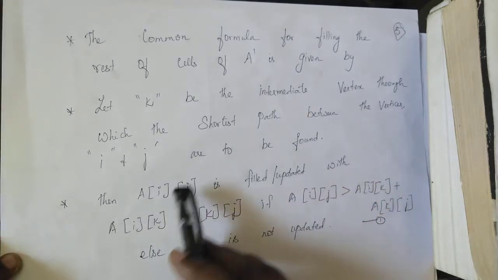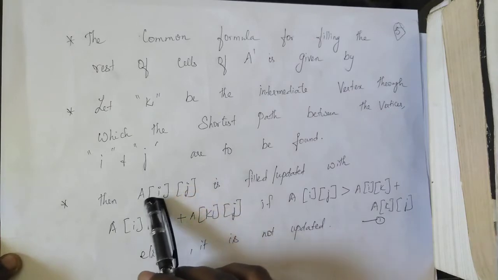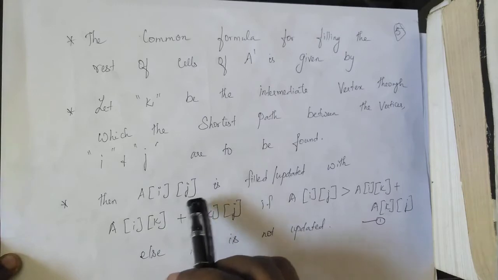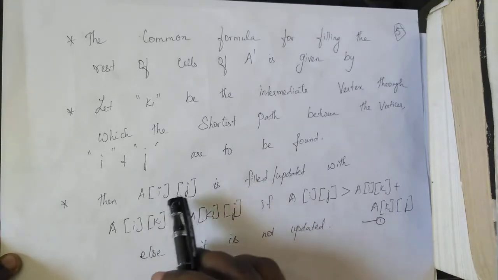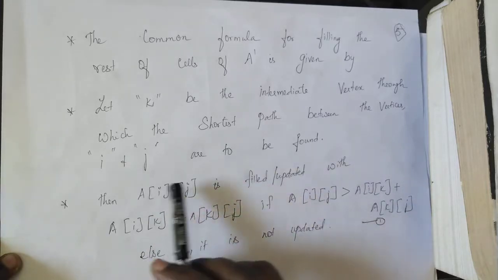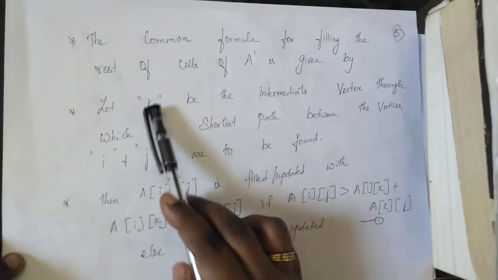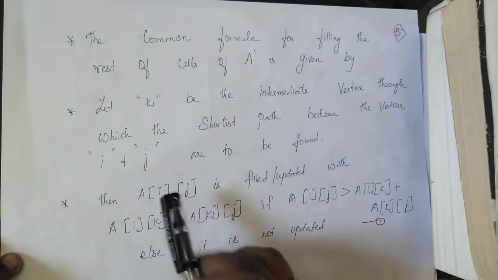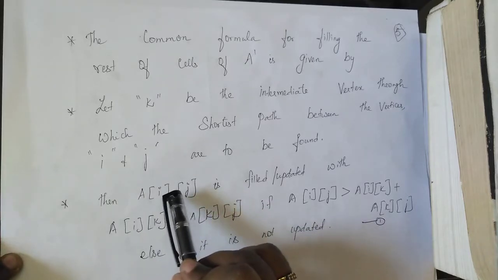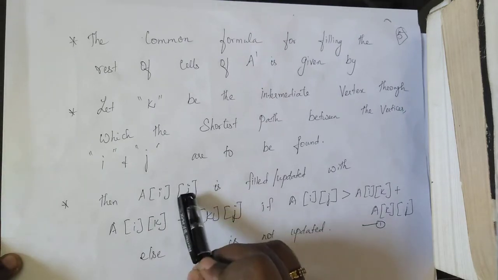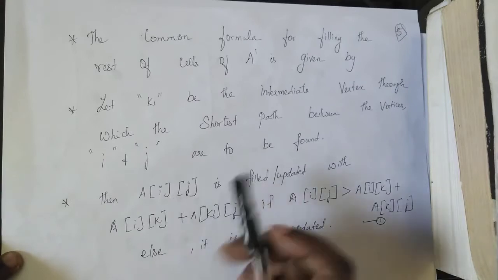So I will repeat once again. We are now in a position to fill the A1 matrix. That means we are trying to find the shortest path between the rest of the vertices through A. So how do we find it? This formula is applied. Let K be A, so K is A for us now in step 1. Let I and J be C and D. We are trying to find whether there exists a shorter path when we go through A in the graph.